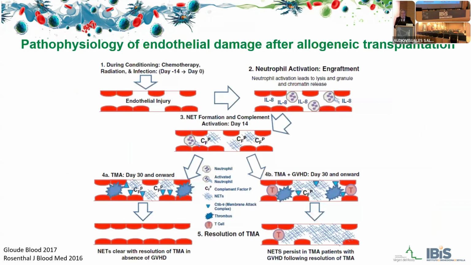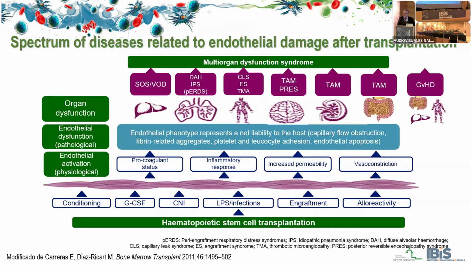So, not surprisingly, they are also a target of damage after transplantation, firstly, due to the conditioning regimen, which will induce damage in these endothelial cells, which in turn might activate neutrophils, producing an increase in some cytokines such as IL-8, but also the production of NETs. If we join this to the next step, which is activation of the complement, then this endothelial damage will perpetuate and will generate microangiopathy.